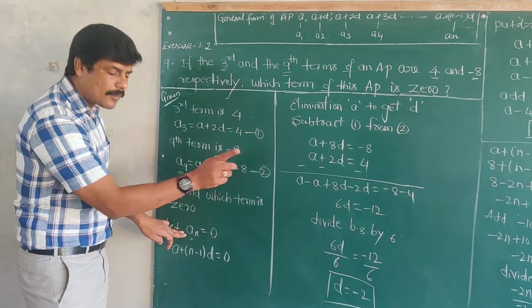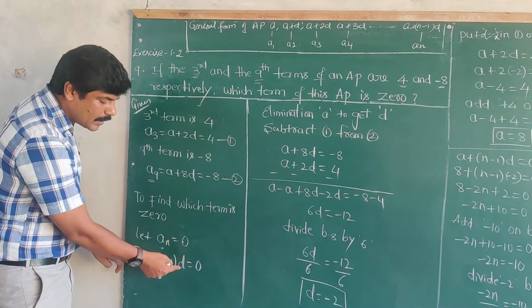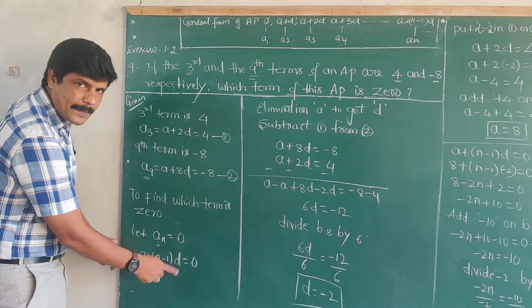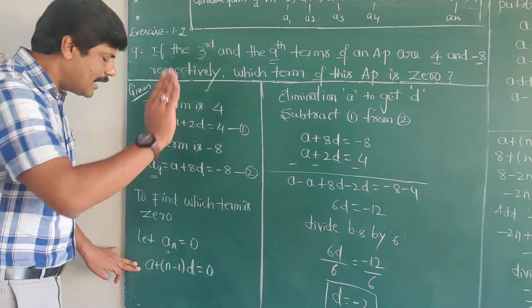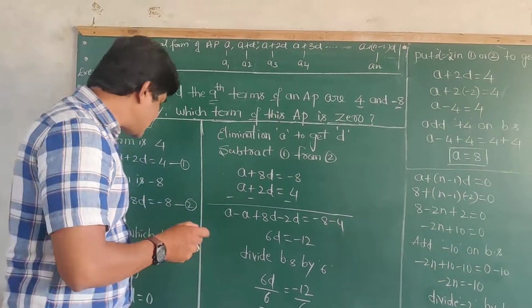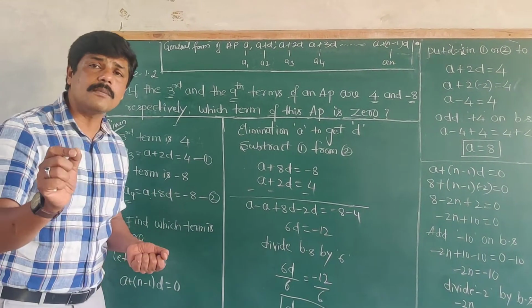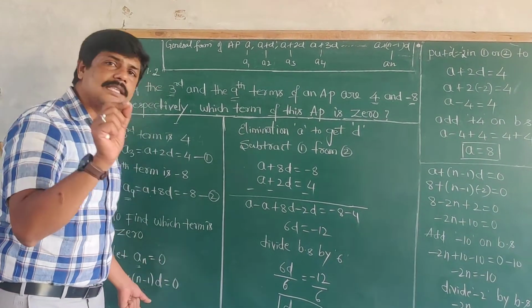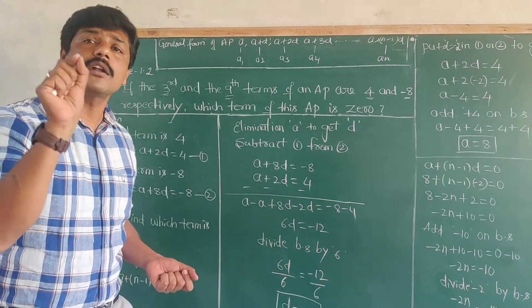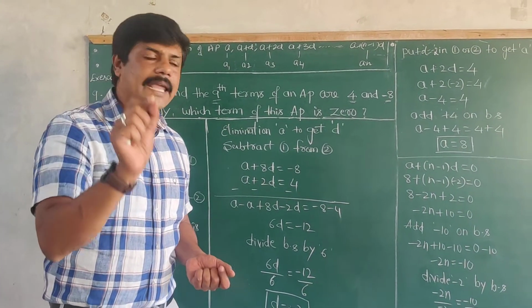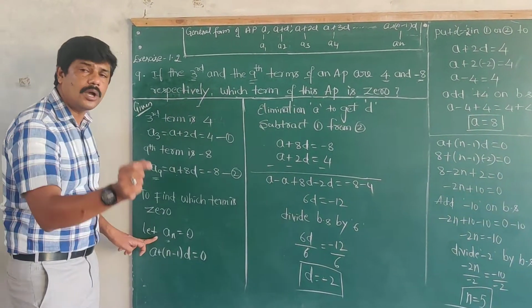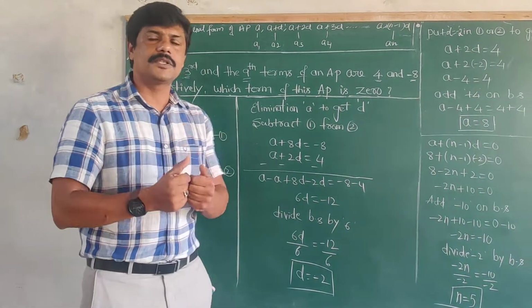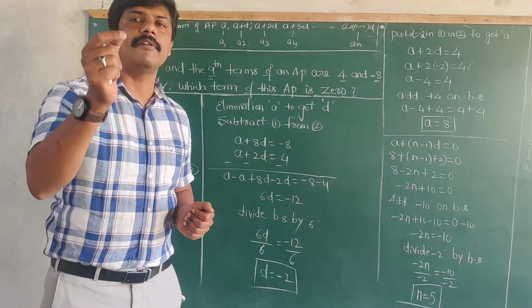What is the nth term formula? a plus n minus 1 into d. So what we have done, a plus n minus 1 into d is equal to 0, we have assumed. Let's see which term of this AP becomes 0. Which term becomes 0 also means for what value of n, an becomes 0. For what value of n, an becomes 0. So here our attempt is to find the value of n.